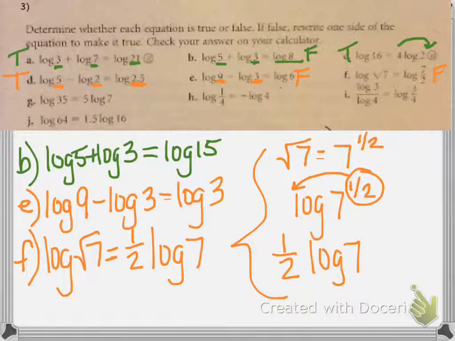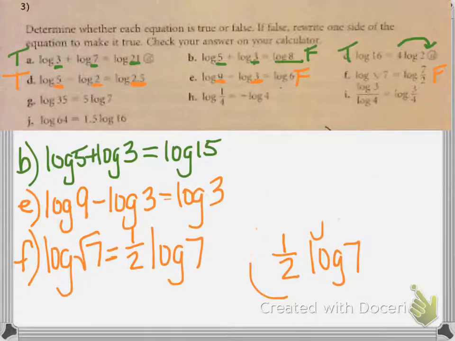Okay, moving right along, I'm going to erase this over here. You guys already know at this point, pause, rewind, whatever you need to do, go back over and look at what's going on. For G, log 35 equals 5 times log 7.